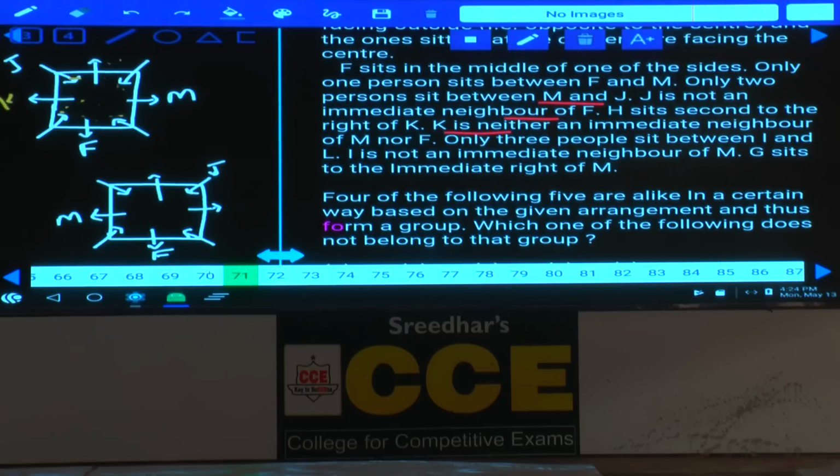K must be at this place. If K is here, H is seated second to the right of K. H must be at this place. Then again coming to condition number 2, in case 2, K cannot be here, K cannot be here, and K cannot be here, isn't it?